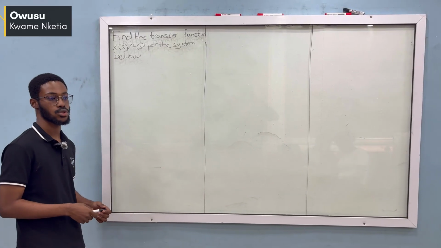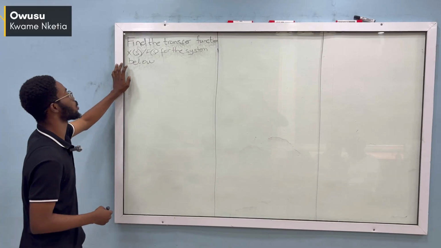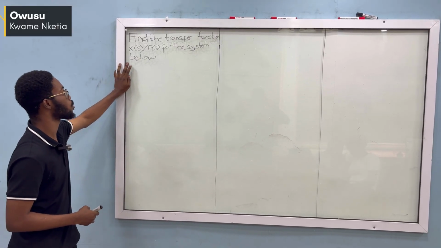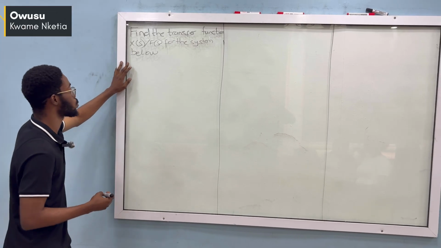Good day. My name is Osu Kwame Ketia from Group 22, and we are here to find the transfer function of X(s) over F(s) for the system below. So this is the system.